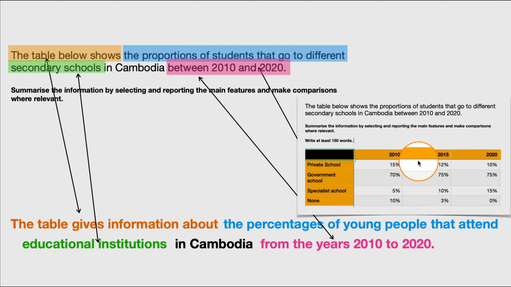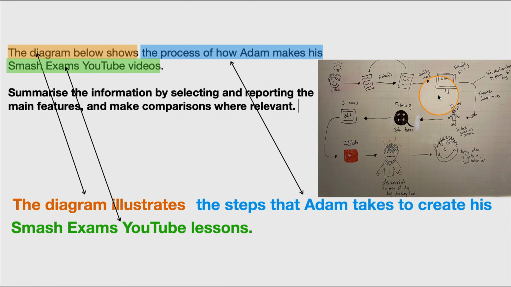You'll start to see a pattern now. So let's move on to the next text, which is the process diagram. And here we can see the process diagram. The diagram below shows the process of how Adam makes his Smash Exams YouTube videos. The diagram illustrates. Again, the diagram below shows. The diagram illustrates the process of how Adam makes his, the steps that Adam takes to create his Smash Exams YouTube videos, which is the same. I suppose you could say Smash Exam YouTube videos.